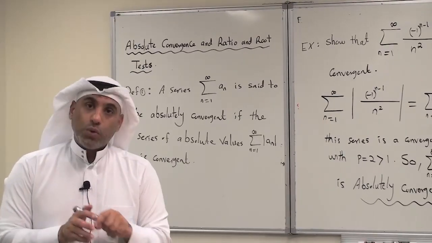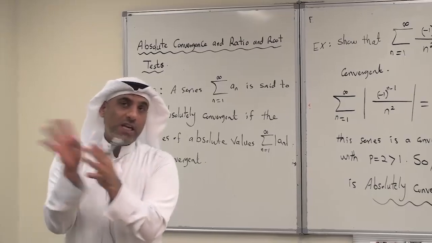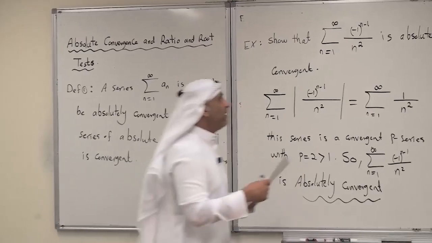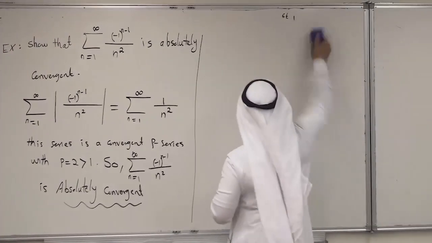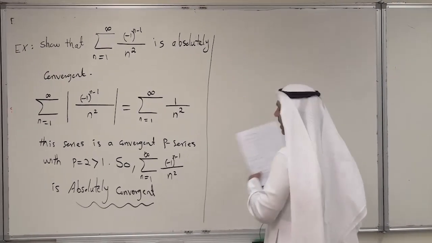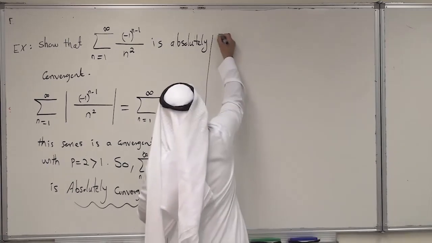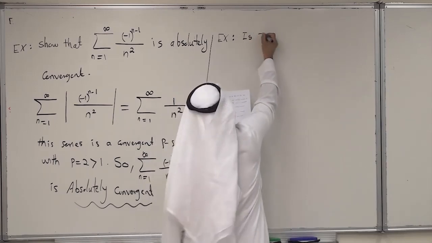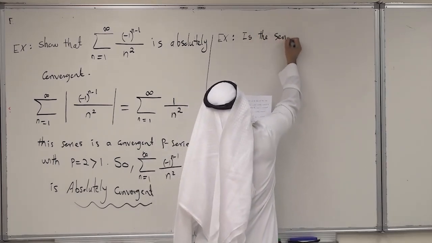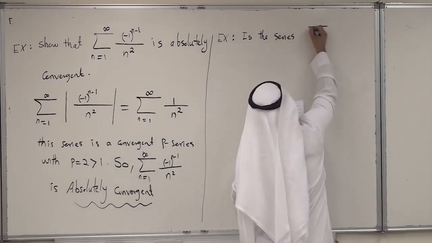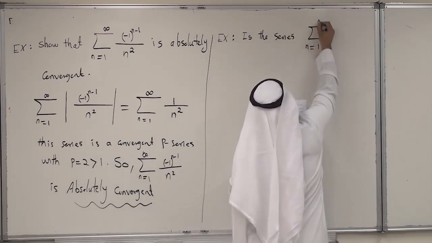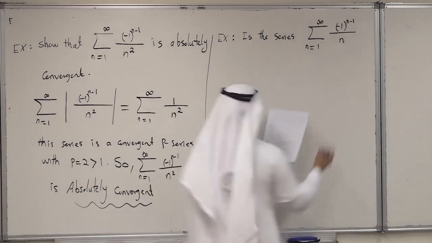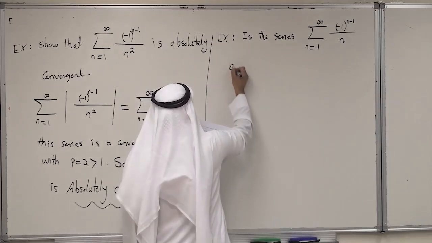Okay, so do we have a convergent series which is not absolutely convergent? Let us see the second example and make this discussion about the following series. The second example says, the given series is the summation from n equal to 1 up to infinity of (-1)^(n-1) all over n. Is it absolutely convergent?